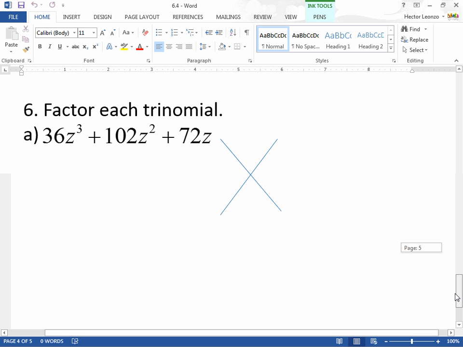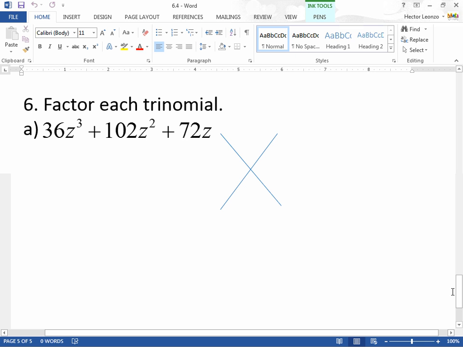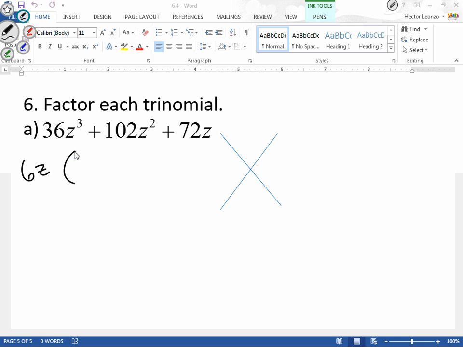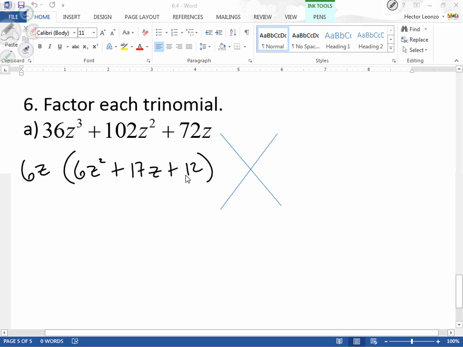Lastly, let's take a look at this one. Numbers seem too big, right? So let's make our numbers smaller. Let's start by dividing everything by 6z. So divide everything by 6z, so I'm going to have 6z squared. See, 102 divided by 6 is 17z plus 12. Okay, nothing else I can factor out.